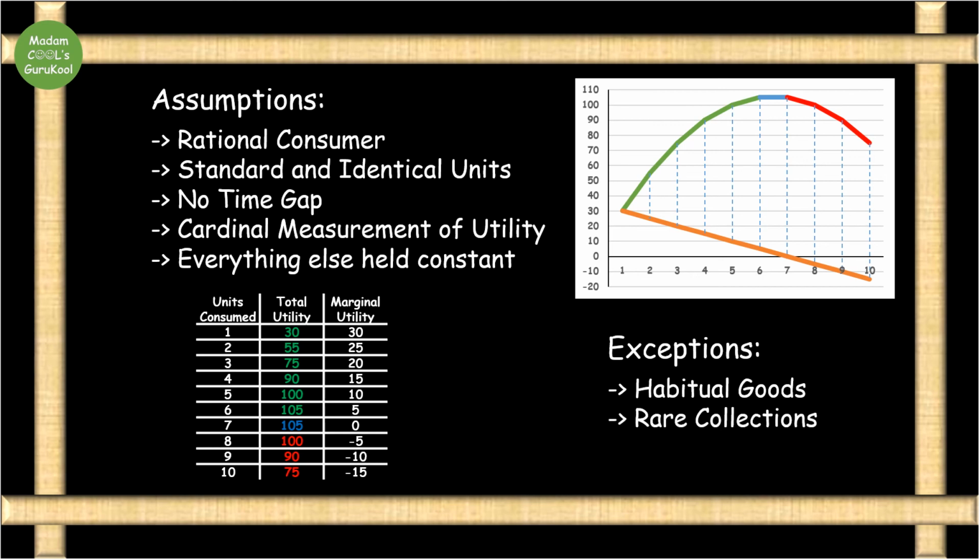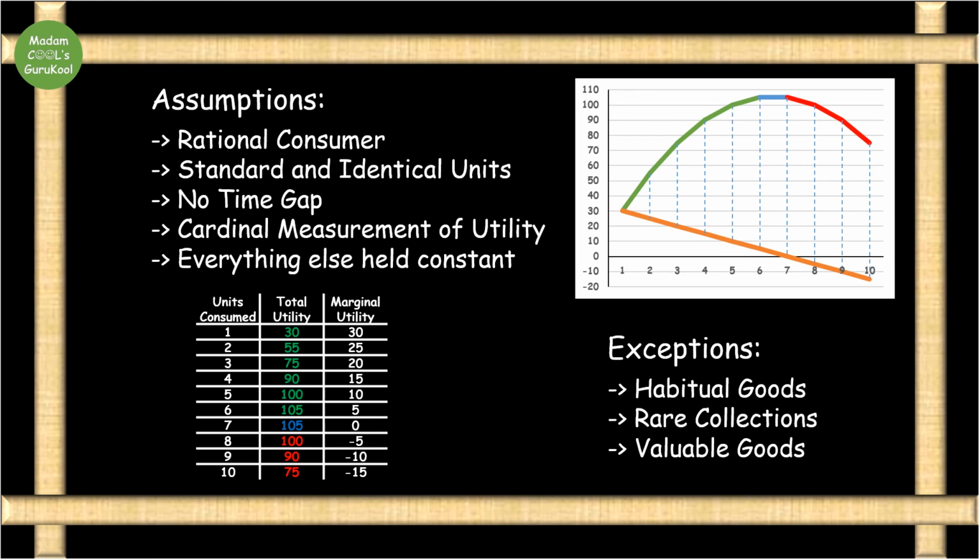The next one is rare collections. Be it coin collection, stamp collection, or handicrafts, anything, maybe getting a new coin or a new stamp immediately would add on to your marginal utility and it may not always decline. So this particular law is not applicable for any of such collections.